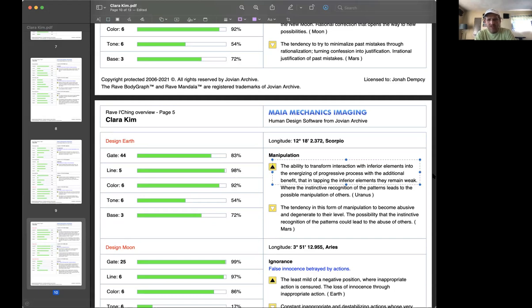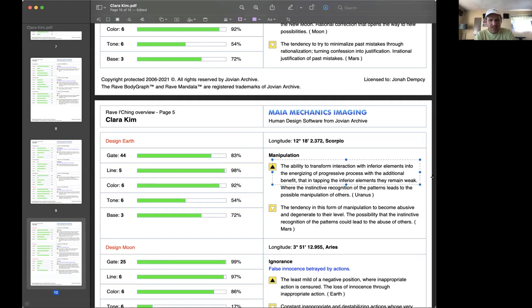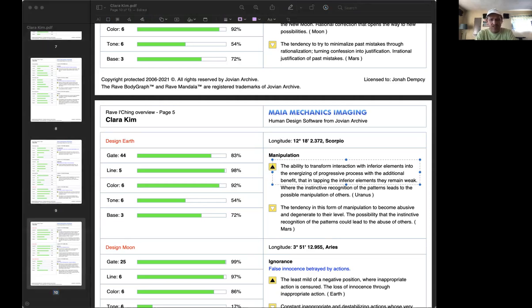I don't know how to put that. Instinctive recognition of the patterns leads to possible manipulation of others. Being able to use others to meet your ends. And then at its detriment, the tendency in this form of manipulation to become abusive and degenerate to their level. The possibility that the instinctive recognition of the patterns could lead to the abuse of others. Abuse and abusing.